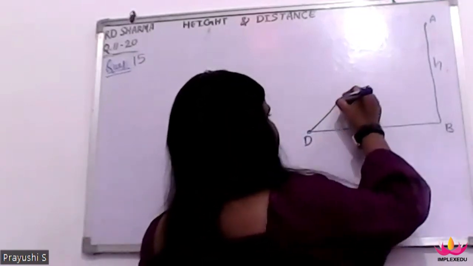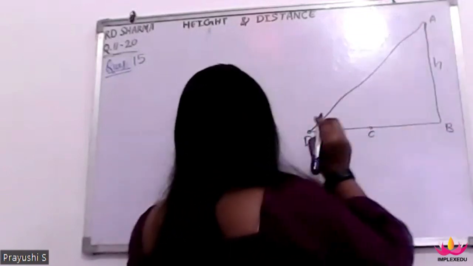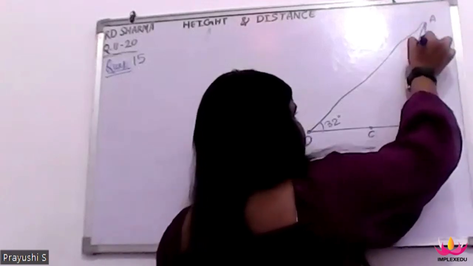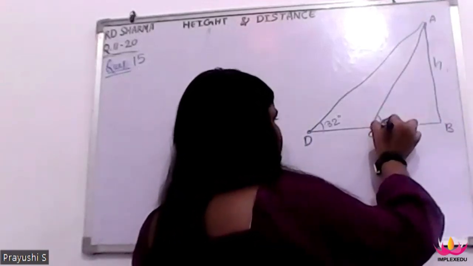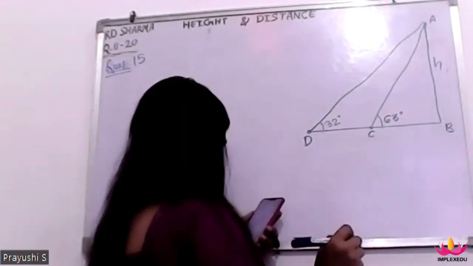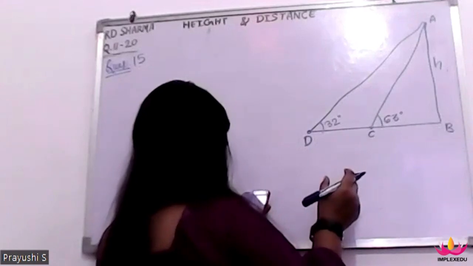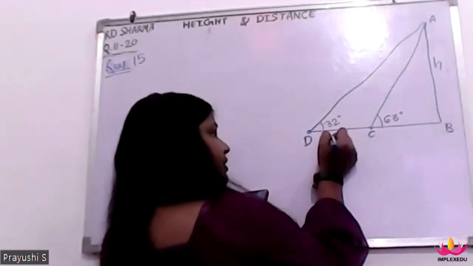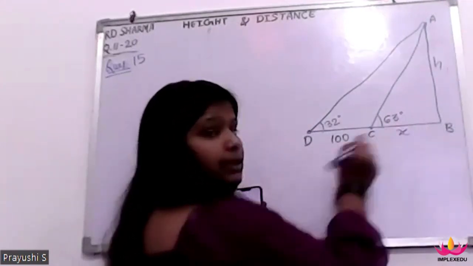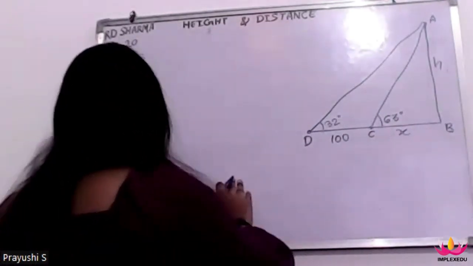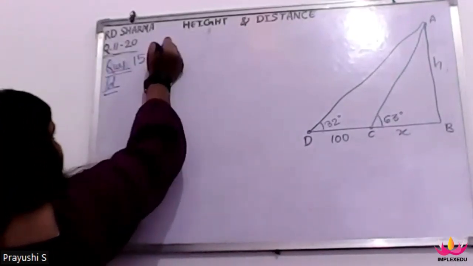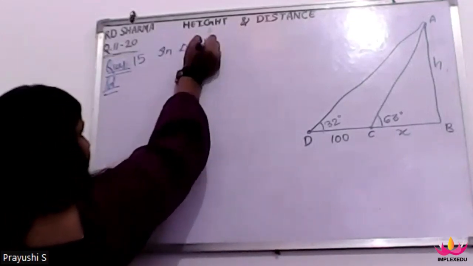And from point D it is 32 degrees, and from point C it is 63 degrees. Now the distance between BC is 100 meters, and we are letting BC equal X. Now we will take the solution in triangle ABC.